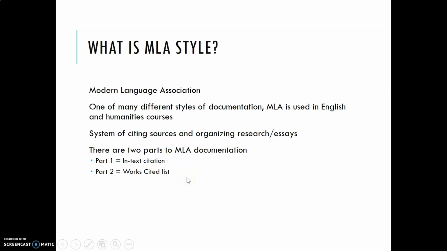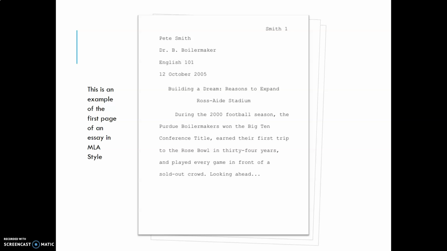So for MLA documentation and also APA documentation, there are two parts: the in-text citation and the works cited list. So far with annotated bibliographies, we've been mainly concerned with the works cited list or the bibliographic entry, and we haven't talked too much about in-text citation. So we'll start with an introduction to that as part of this PowerPoint presentation.